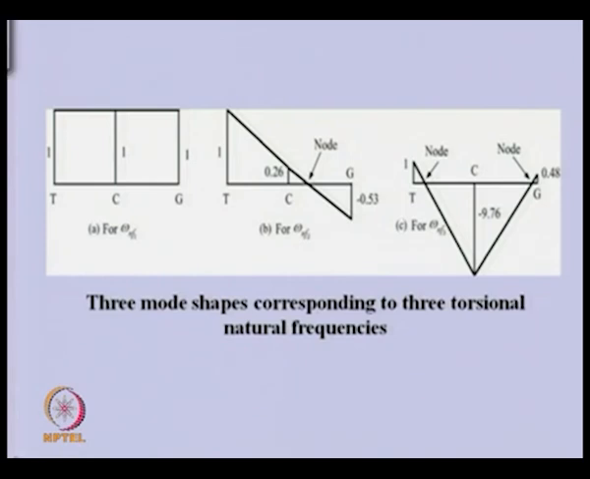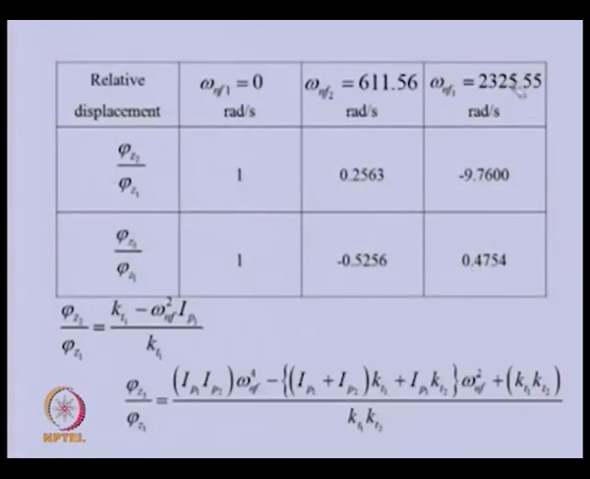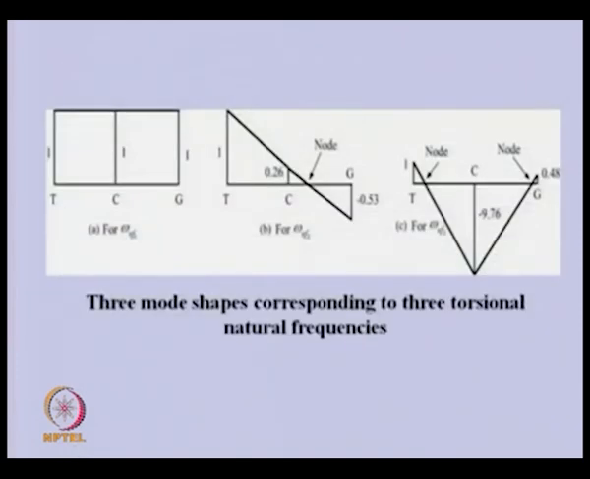Corresponding to the third natural frequency, if we substitute this in these two ratios, we will see that one becomes negative and another is positive. So, the mode shape will take this shape. For disk 1, if we take the value 1, disk 2 will have a large negative value and disk 3 will have a small positive value.